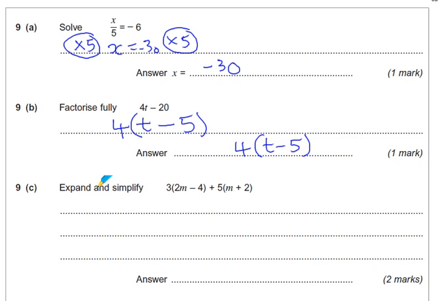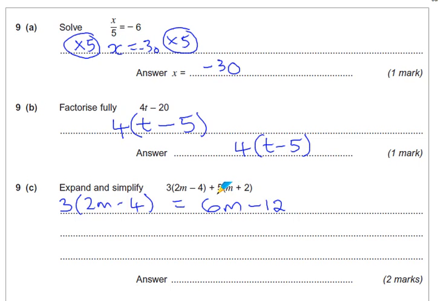9 part C. Expand and simplify. 3 brackets 2m minus 4 plus 5 brackets m plus 2. I'm going to split this up into 2 parts to make it nice and straightforward. So the first bit is 3 brackets 2m minus 4, which is equal to 3 times 2m is 6m, and 3 times minus 4 is minus 12.